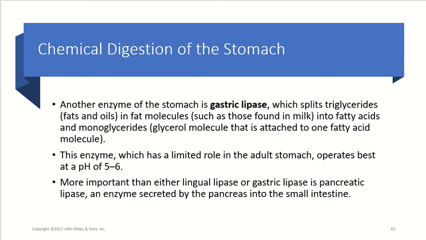Another enzyme that's found in the stomach is called gastric lipase. This is going to split triglycerides, aka fats and oils, into the fatty acids and monoglycerides that make up those fat molecules. This enzyme, which is going to have a relatively limited role in the adult stomach, is going to operate best at a pH of between 5 and 6. More important than either lingual lipase or gastric lipase is going to be pancreatic lipase. This is an enzyme that's secreted by the pancreas into the small intestine.